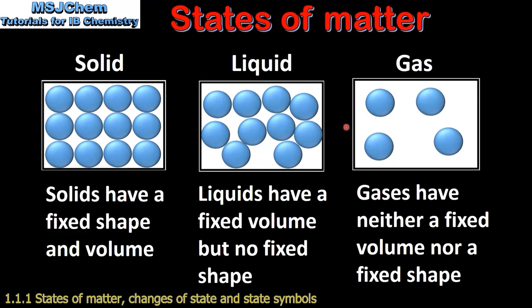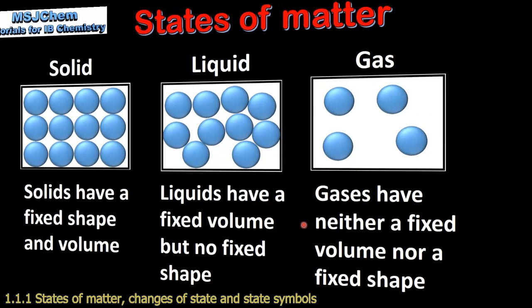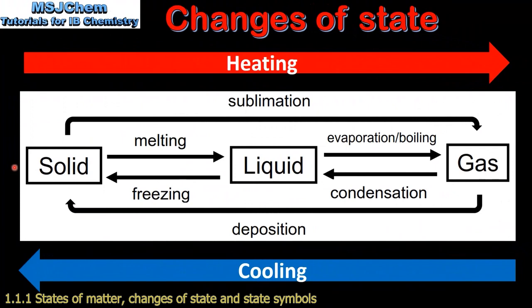And finally, we have a gas. In a gas, the particles move freely at high speeds with very weak forces of attraction between the particles. For these reasons, gases have neither a fixed volume nor a fixed shape. Next, we look at changes of state.